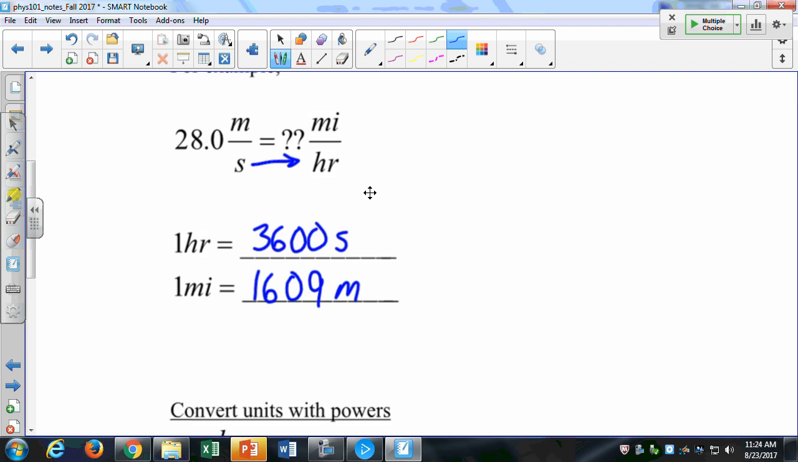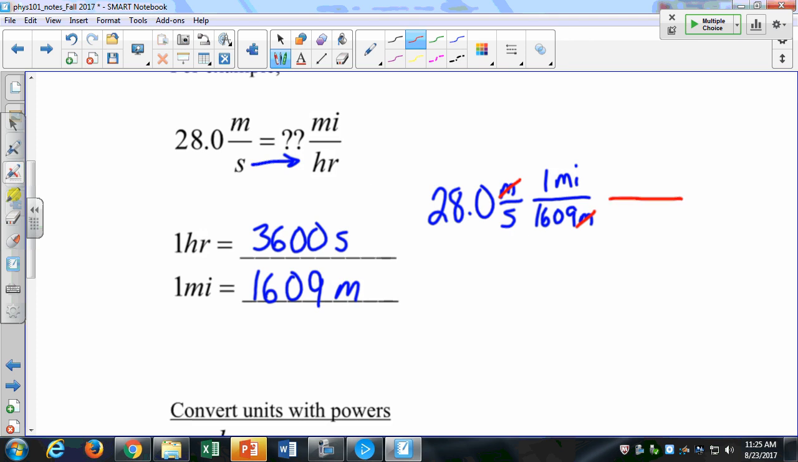Now, I like to set up my conversion factors now. So I would say 28 meters per second. And first, I'm going to convert my distances. I would put my 1,609 in the denominator and my 1 mile in the numerator. The reason that I know to put them where they are is because it cancels out the meters. And so now if I multiply this out, I'll get units that are in miles per second. But really I want miles per hour, so I'll do another unit conversion factor.